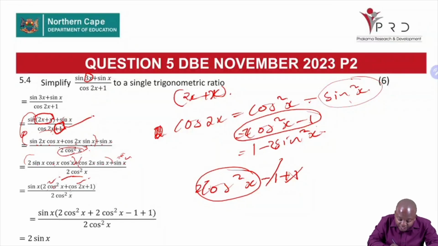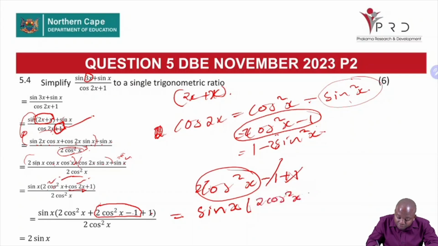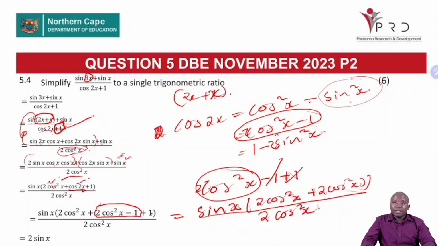Thereafter, what do I do again? I now work with this double angle of cos again. I convert it to be like this. This is the double angle of cos. Then 1 and 1 will take out each other. So from here, what we have now is sine x into 2 cos squared x plus 2 cos squared x, all divided by cos squared x. Right. So that's what we have at the end of the day in that case.